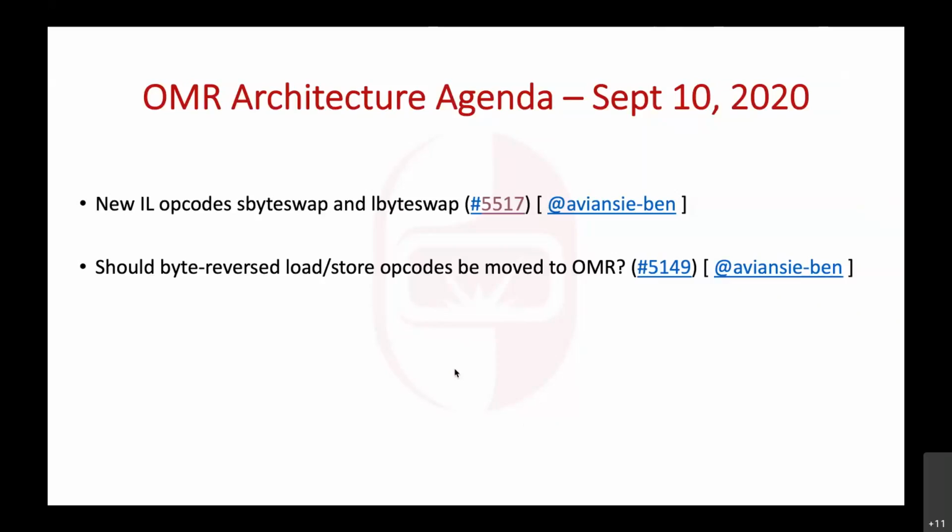Oh, okay. So the ibyteswap exists but isn't being optimized as such currently. I believe there are some codegen side optimizations that go on, but I don't think there's anything in the optimizer, and I don't believe there's anything in OpenJ9 that uses them at the moment. Okay, thanks.